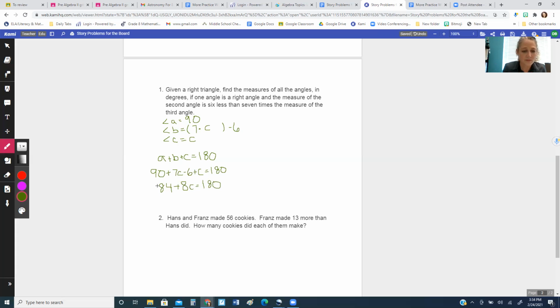Okay. So this has an invisible plus sign, right? It's added to this. So the opposite of addition is subtraction. So I'm going to subtract away that 84. 180 minus 84. And I'm gonna go up here, rewrite this up here. So these guys go away. Suckers. Okay, so and then we end up with 8c equals, let's see, 180 minus 84.